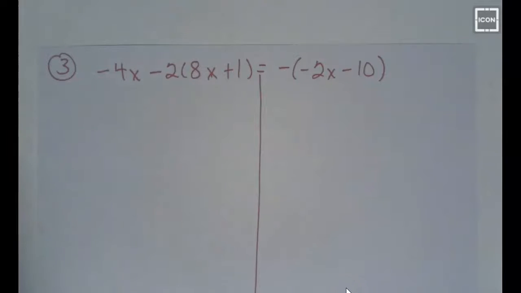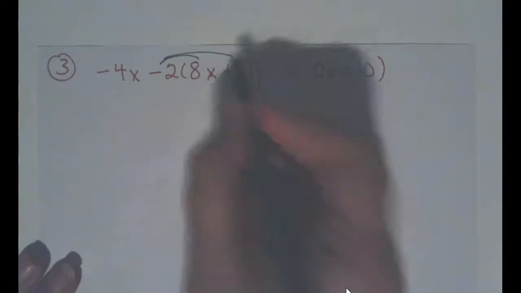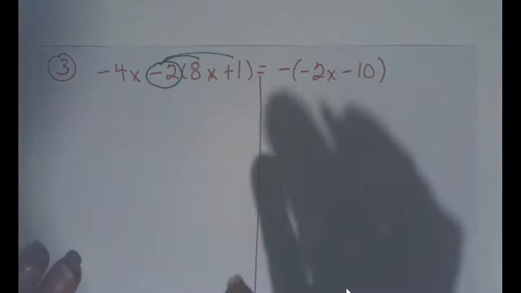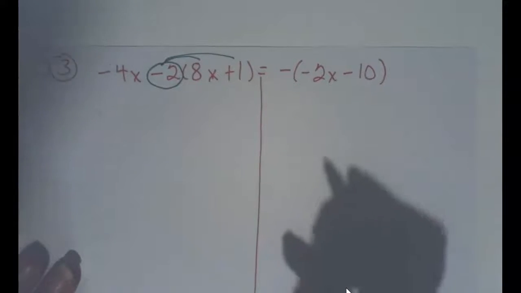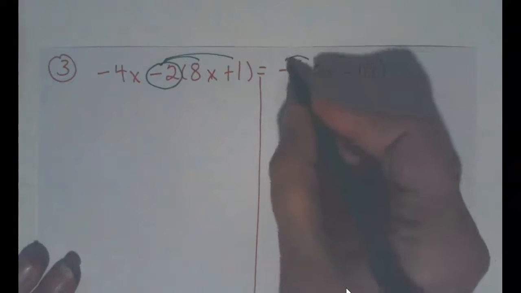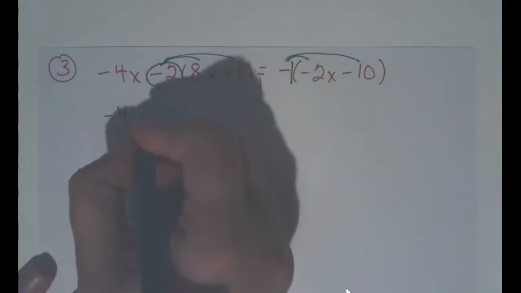I went ahead and copied the problem down, and I see that, again, I have some distributing to do. I mean, maybe I need to circle this to remind myself I'm actually distributing the negative 2 and not just a 2. It's a common mistake. And then here, maybe I want to write the 1 in to remind myself I'm distributing a negative 1. Then I'll go ahead and distribute.